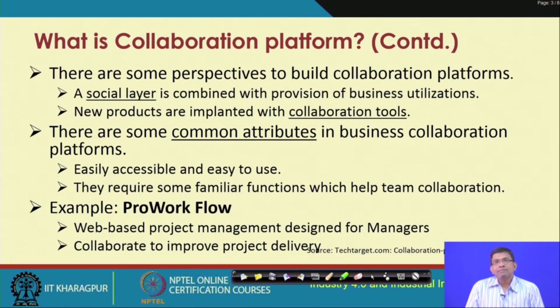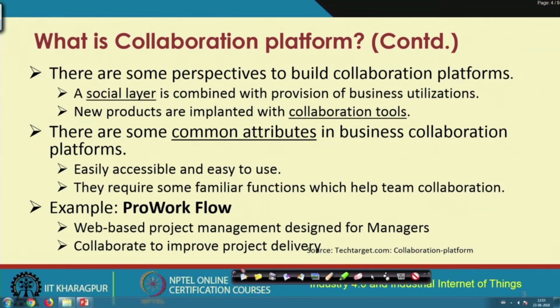So, there are some common attributes in business collaboration platforms. These collaboration platforms should be easily accessible and they should be easy to use, and they require some familiar function which help in the collaboration between the team members or across different teams. One such platform is known as Pro Work Flow, that is the name of a collaboration platform that is often used in the industries. So, this is a web based project management platform that is designed for managers, and this platform basically helps employees to collaborate and improve upon the project delivery in the production process, in the project management process rather. So, this is an example of a collaboration platform. So, let me now show you how this collaboration platform is going to work.